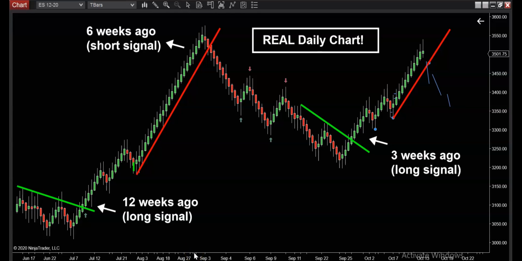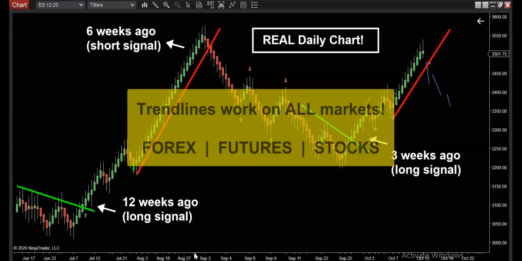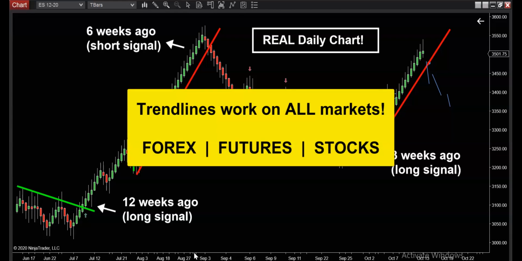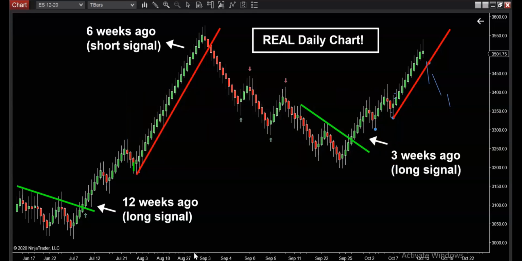And guys, this is not unique to any one particular market, right? This particular strategy is going to potentially work in any market. Forex, futures, stocks, options, it does not matter. If the market that you trade is moving, then you're gonna get pivot points. And when you get pivot points, you're going to get these beautiful, sexy trend lines. You know what I'm saying?